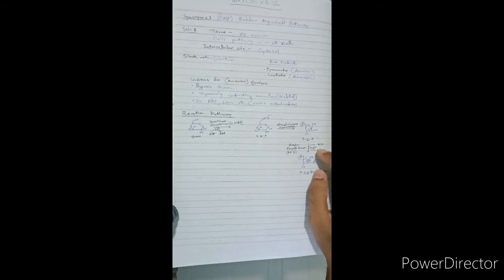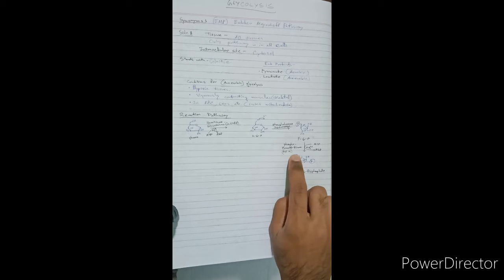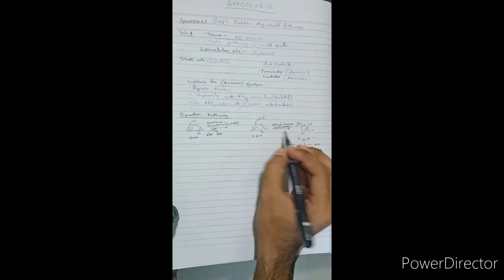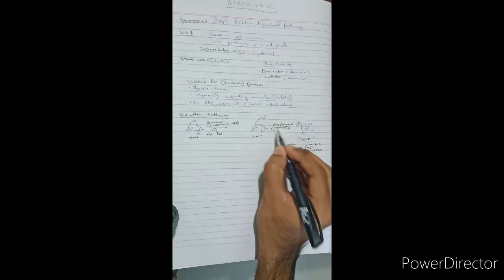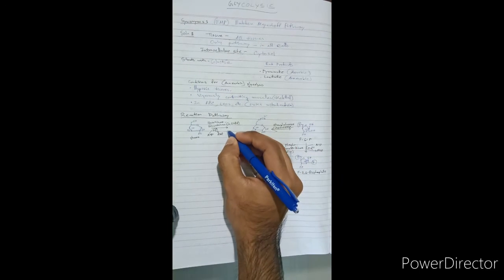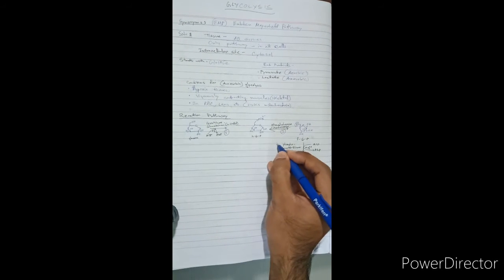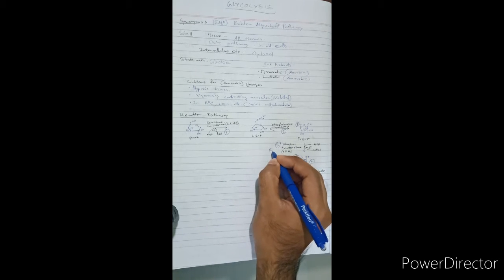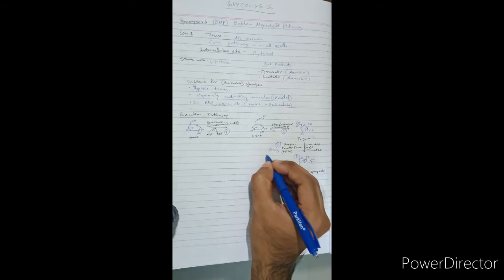In the third step, this fructose 6-phosphate becomes fructose 1,6-bisphosphate with the enzyme PFK, phosphofructokinase, using ATP. And this step is actually irreversible, unlike step number 2. This is the first step, this is second, this is the third, and this third step is the rate limiting step, RLS.